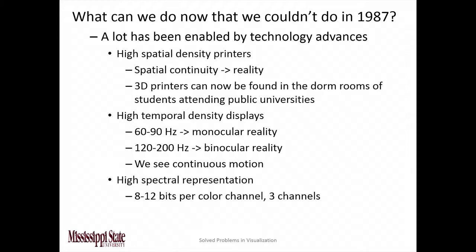So what has happened? What's changed? What's enabled problems to be solved? Well, a lot of it has been enabled by technology advances. We have much higher spatial density printers. In the keynote, Donna Cox was kind of implying that. We're at the point now where spatial continuity is almost good enough to give you the impression of reality. It's not a dot matrix printer as we had back in 1987.